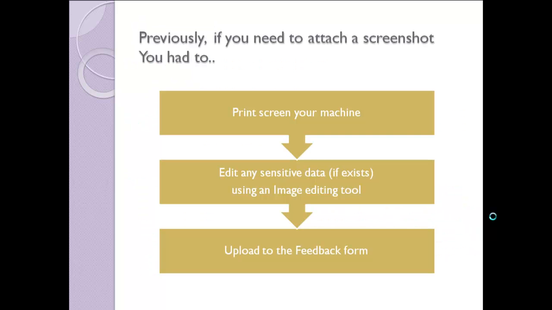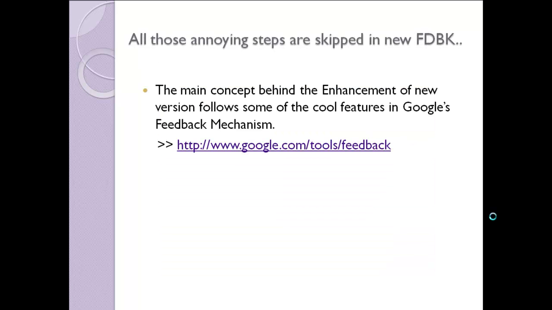Previously, if you needed to attach a screenshot, you had to print screen your machine and edit any sensitive data, if it exists, using an image editing tool. That means if there is patient-specific data, you need to remove it. So you had to use image editing tools to edit and black those out, and after all that, you had to upload it to the feedback form. So all those annoying steps are skipped in this new version of the feedback module.